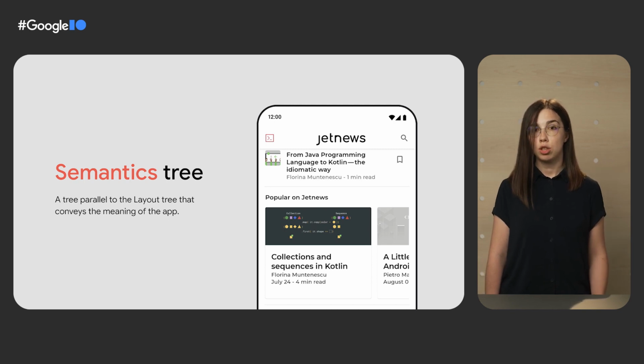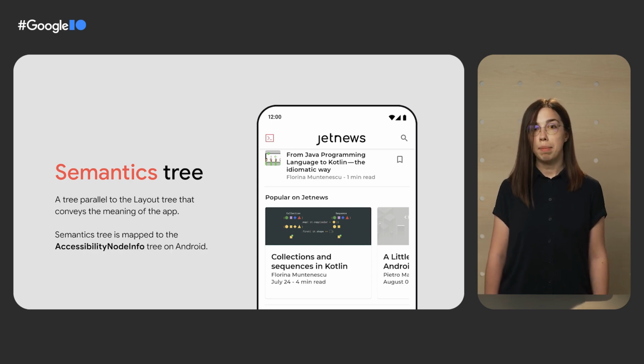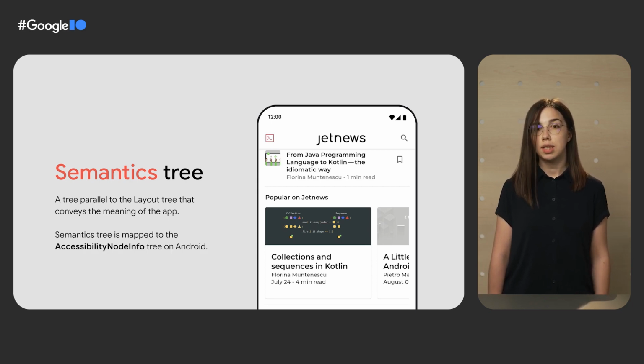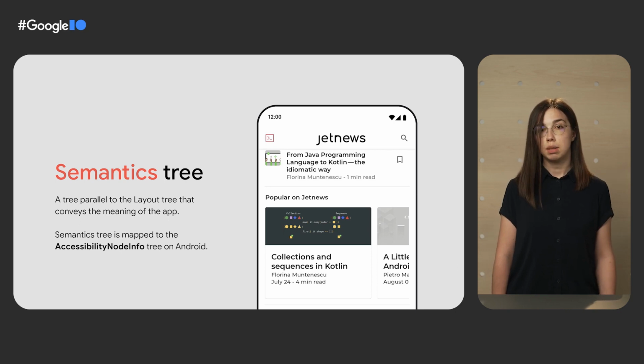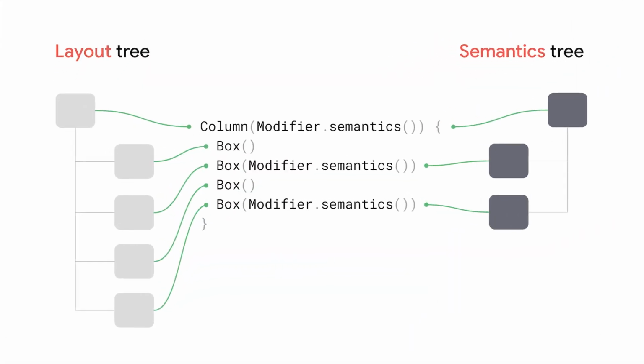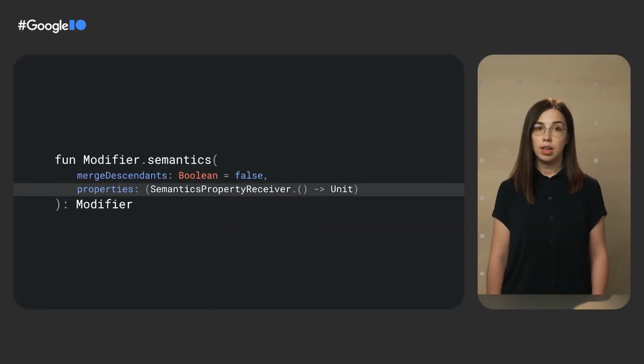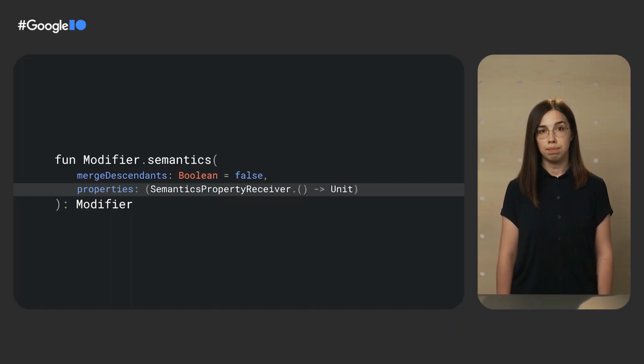Compose uses this semantics tree to send information to the accessibility services. On Android, it does so by mapping a semantics tree to the accessibility node info tree of the accessibility framework. A composable function that emits a layout node will have its representation in the semantics tree if semantic information is provided via the semantics modifier. Inside the modifier, you pass semantics properties.